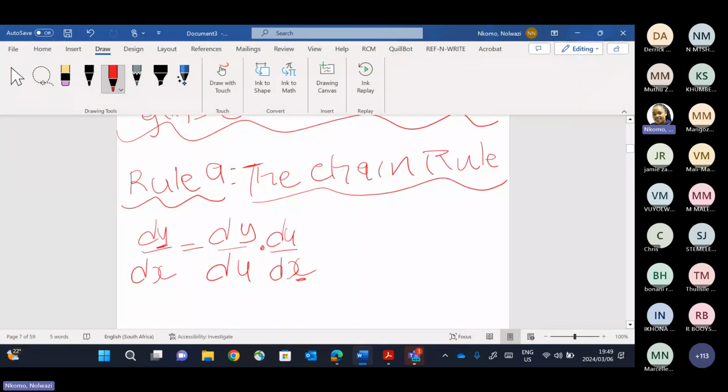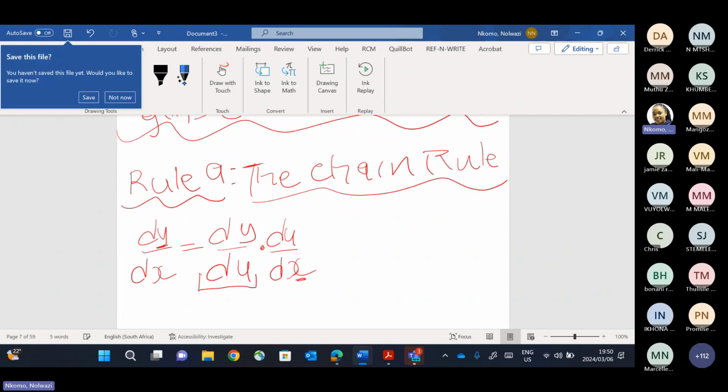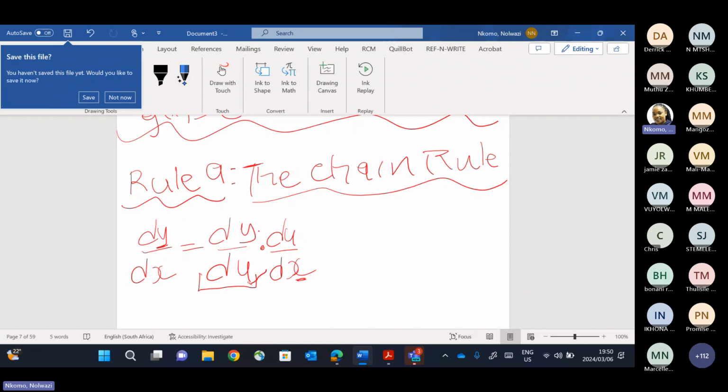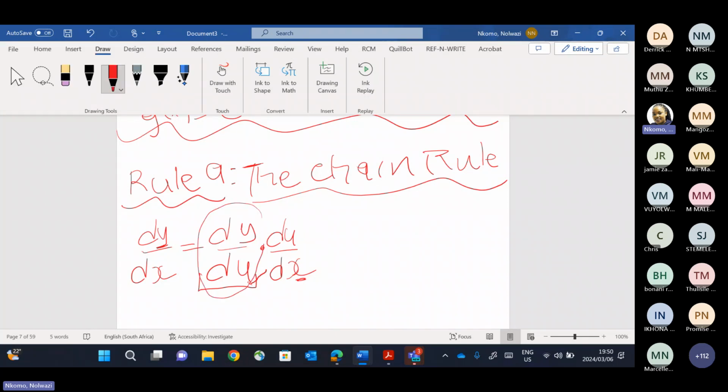But what does the chain rule say, right? Okay, the chain rule says your dy over dx, if you have a function of a function, an inside function and the outside function, then your derivative would be the derivative of y with respect to u. That's why we have a new function called u. But it doesn't end there. You have to multiply that derivative times the derivative of u with respect to x.